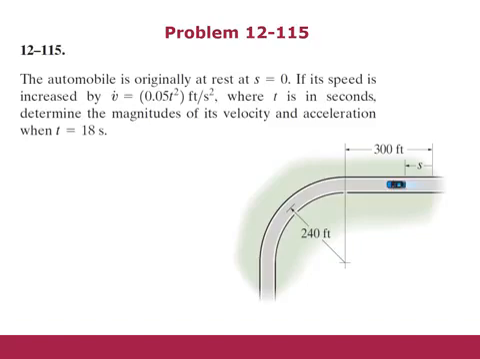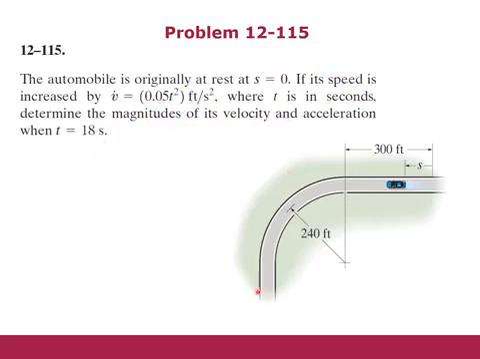So we are starting problem 12-115 of your R.C. Hibbeler 14th edition, and in this problem you have a car which is originally at rest, and it will gain the acceleration of 0.05 t square, and we have to determine the magnitude of its velocity and acceleration after 18 seconds.